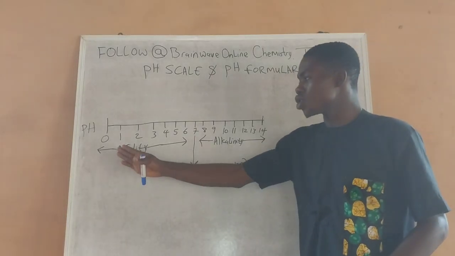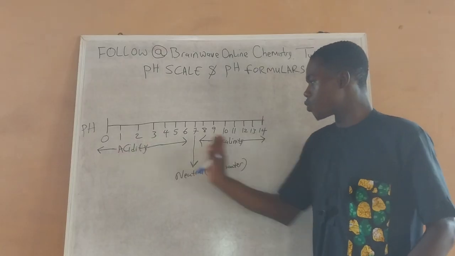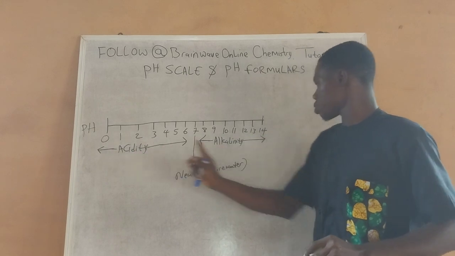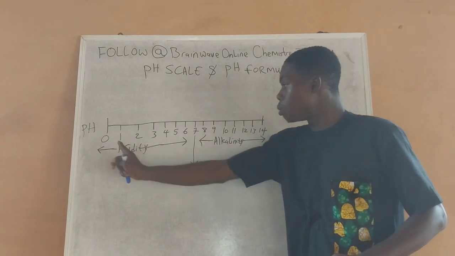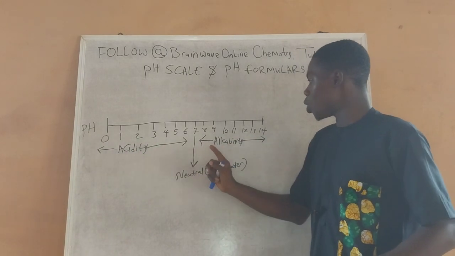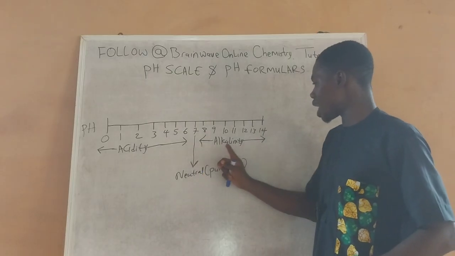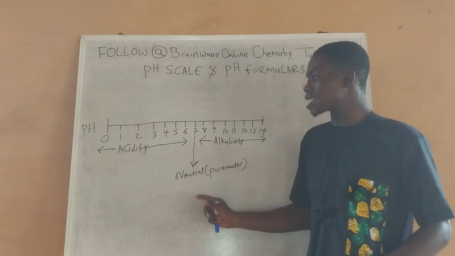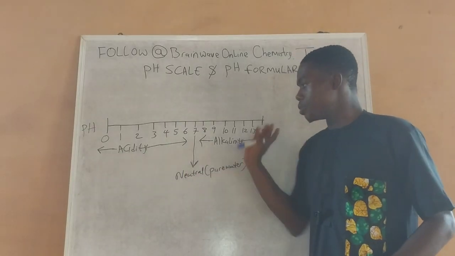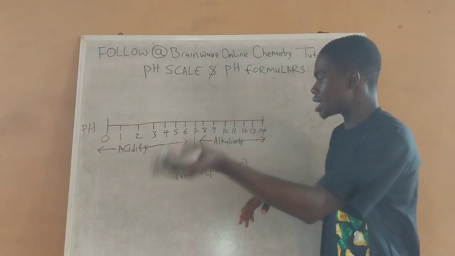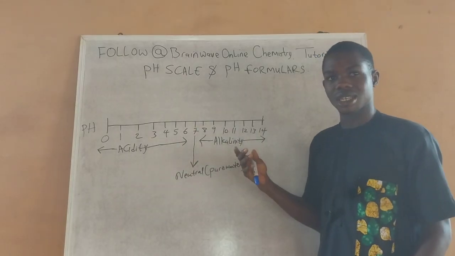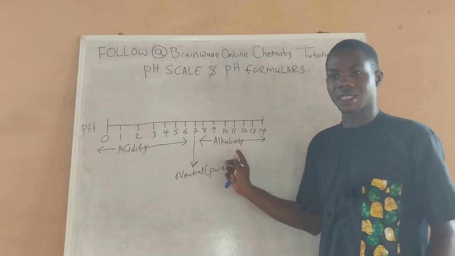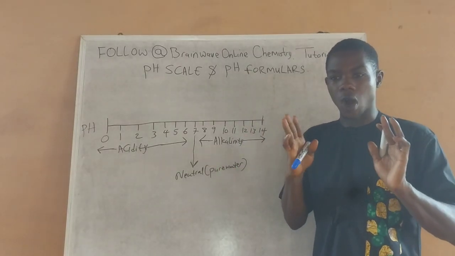So this is just a diagram or a sketch of how the pH scale looks. It ranges from what? From 0 to 14. Then from 0 to 6 is what? Acidity. While from 8 to 14 is what? Alkalinity. While 7 is neutral. When we say 7 is neutral, it means that it is neither acidic nor alkaline. It's not an acid, it's not an alkaline. It does not have a value of acid or alkaline. So please, we should just take note of this.